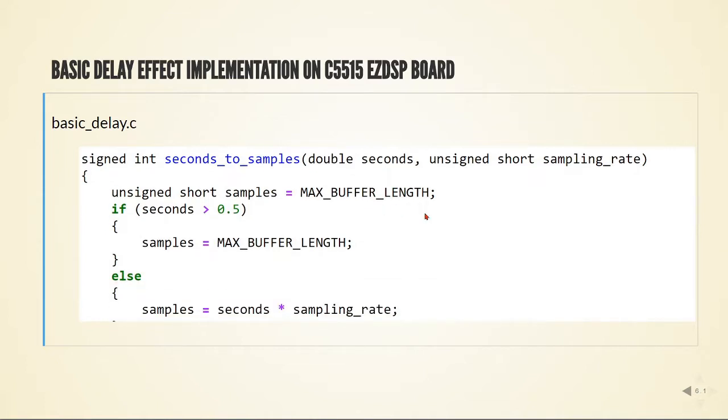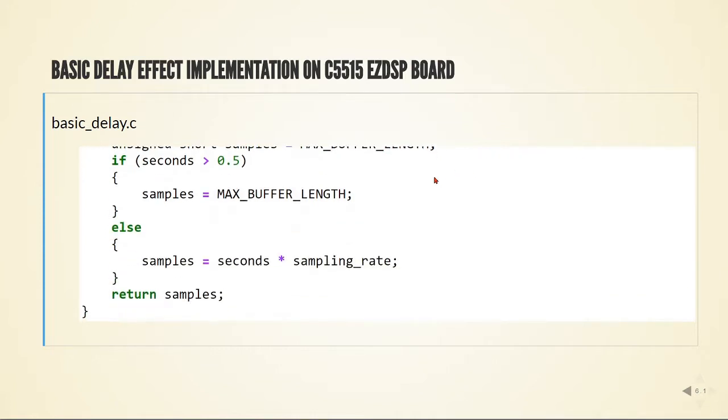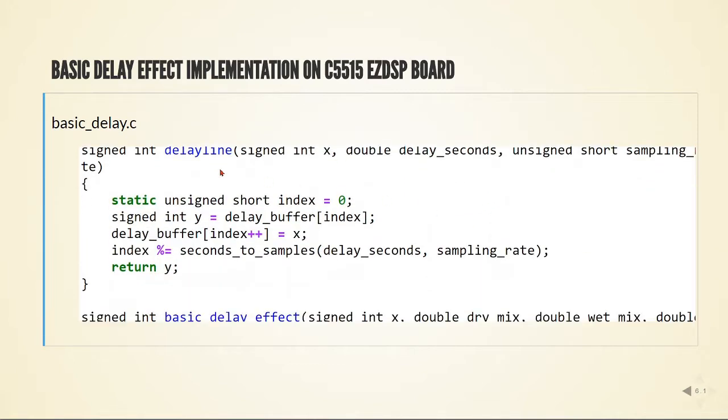So if a person tries to put a value higher than 0.5, it will limit to the max buffer length, which is our buffer is defined to have a maximum of 12,000 samples, because we are using a sampling frequency of 24 kilohertz. And if it's a value from 0 to 0.5, we convert these seconds to number of samples. Here is our delay line, so it's very similar to what we did in Python.